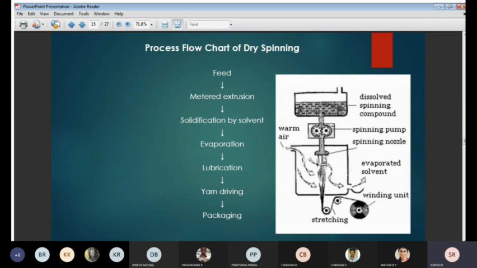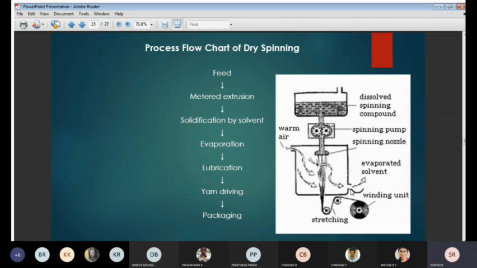After that, what happens? The solidification of the solvent will be done. What is solidification? The liquid will be converted into solid inside the spinneret, and the solid fibers will come out. As it comes out, we have the evaporation: whatever solvent has been mixed with the fiber is evaporated. As it evaporates, the fibers are drawn with the help of the stretching rollers, and they go to the packing unit or the winding unit.